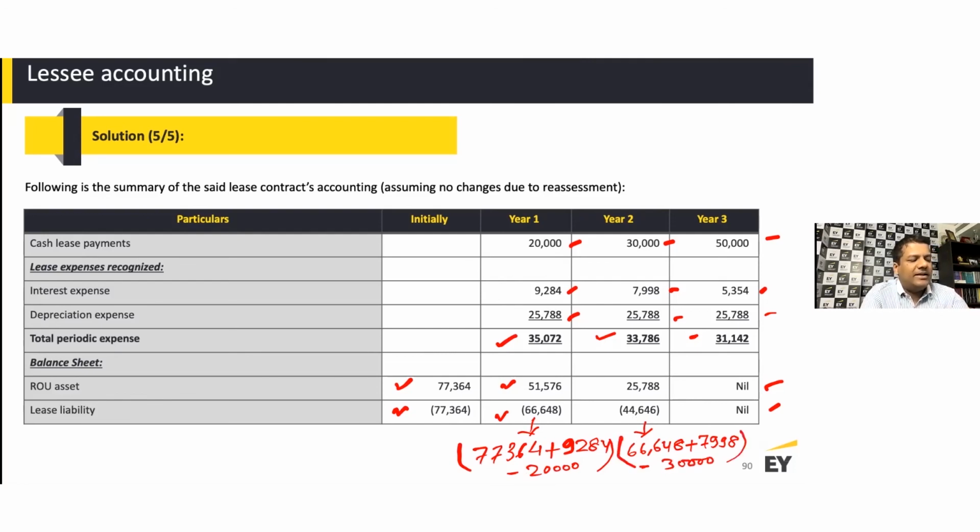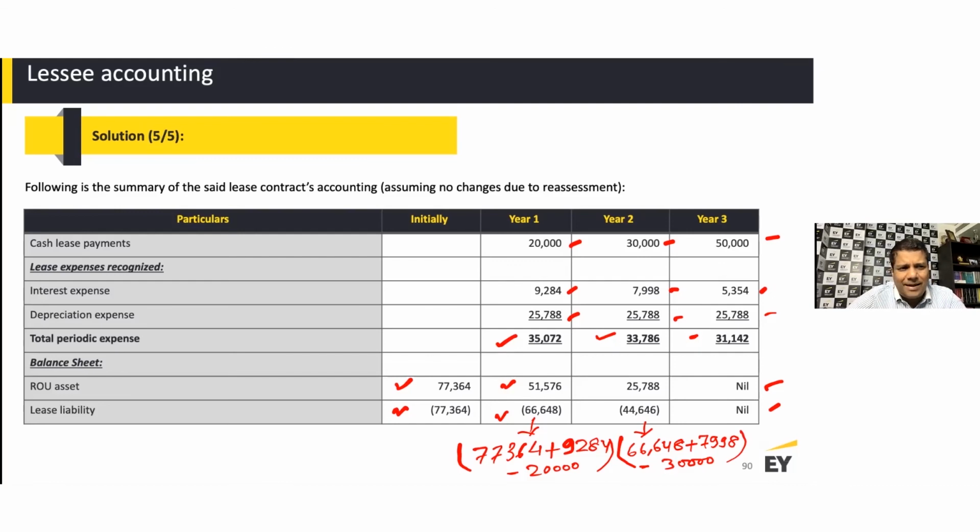Similarly, at the end of year three, because you made the payment of 50,000, there is nothing which is left. So in year three, everything gets reconciled to 0, but in the intermediate period, there is a lot of movement and impact which you need to compute.